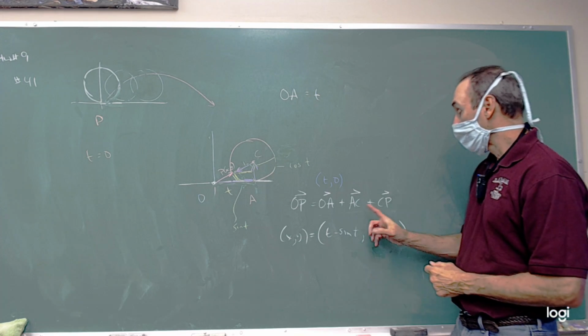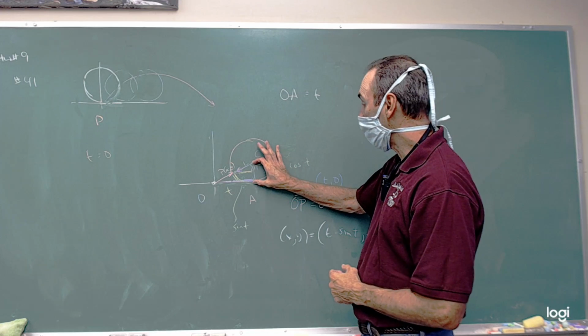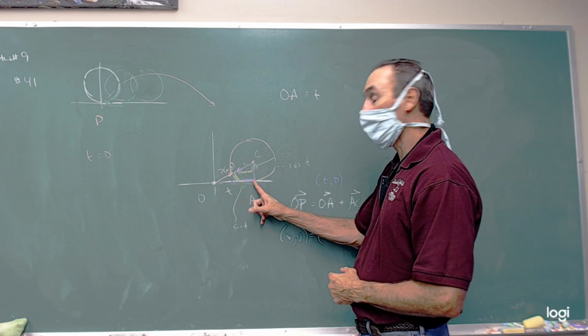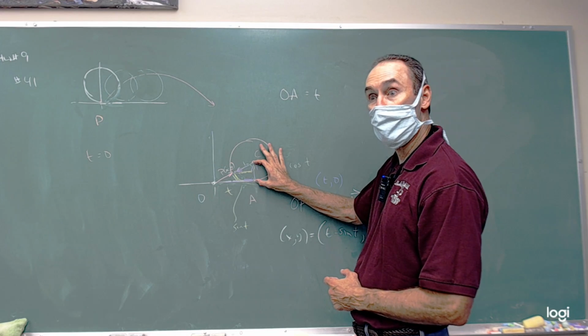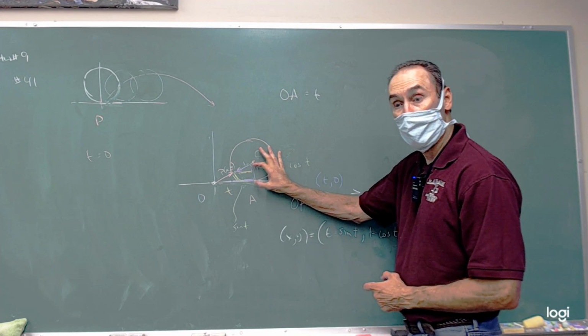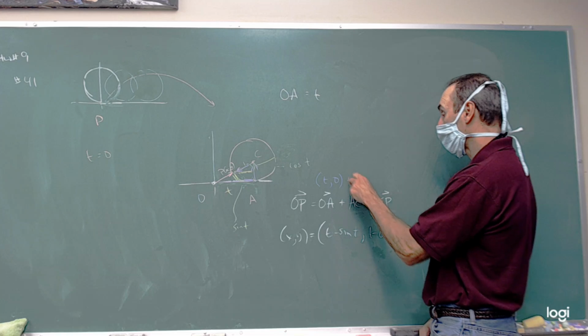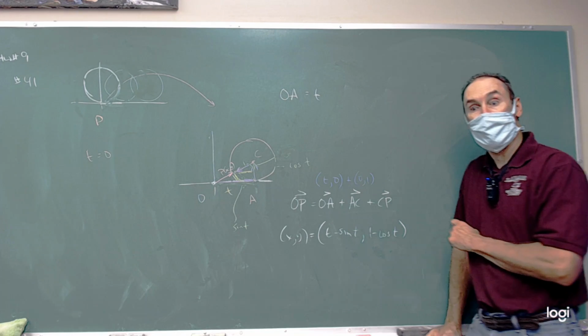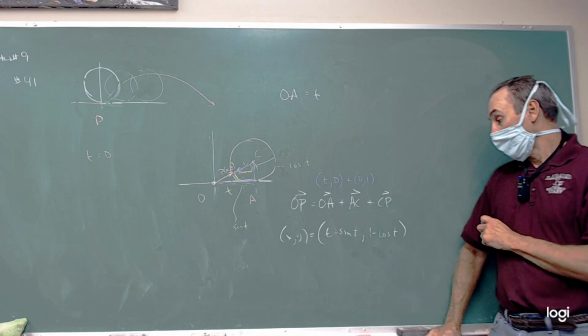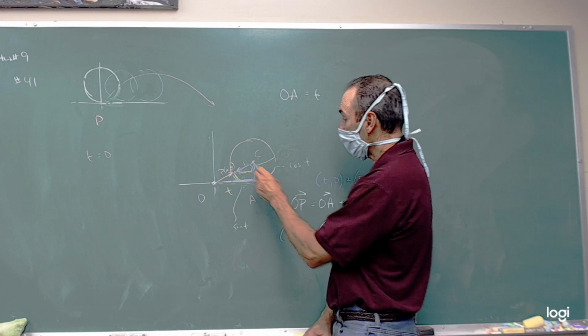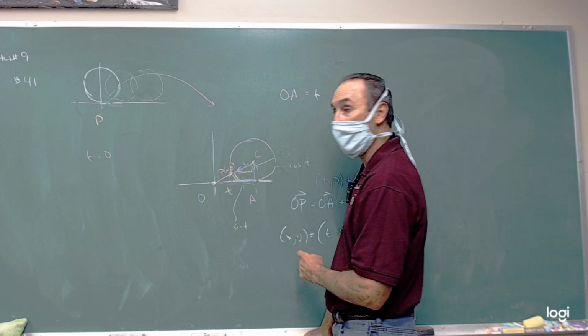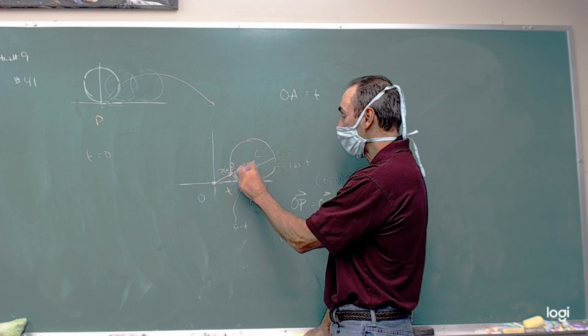Okay? So AC. Now AC goes straight vertical. So it's going to be 0 in the horizontal. And it's going to be this distance, which is a radius, which is 1. So that's going to be a plus 0, 1. You okay so far? Yeah. Now let's see, CP. This is going to be more challenging. CP, we're coming down this way here. So we need an X component and a Y component.